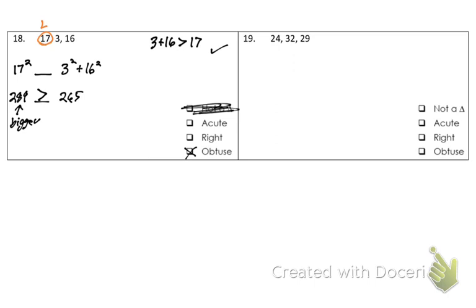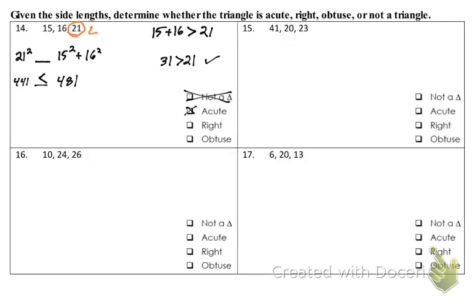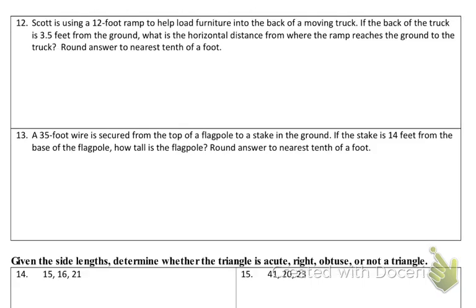All right, what else we got? Yeah, Grant. 12. Scott is using a 12-foot ramp to help load furniture into the back of a moving truck. If the back of the truck is 3.5 feet from the ground, what is the horizontal distance from the ramp to reach the ground and the truck, round your answer to the nearest tenth of a foot. So this one we get to put in the calculator. That's nice. I don't have to do that stuff with square roots.